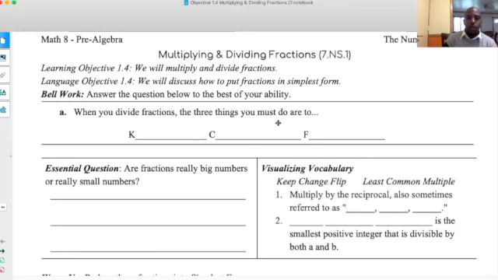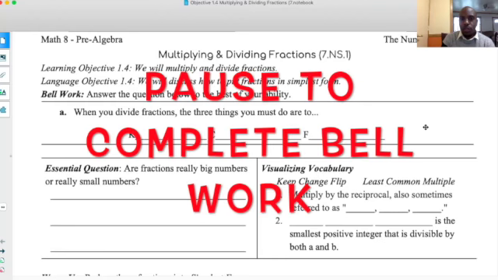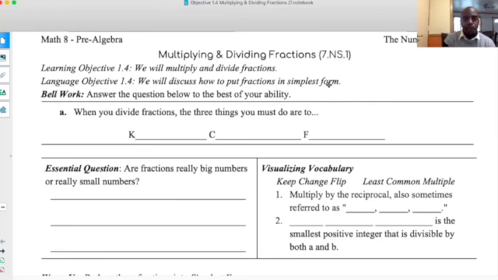As usual, for the bell work, I give you a few minutes to pause the video and try to see if you can complete what the bell work is. Now, in this case, it's just completing this phrase. When you divide fractions, the three things you must do are to blank, blank, blank. And as you can see, the first letter of each word is there for you. So pause the video if you need to and fill in this phrase.